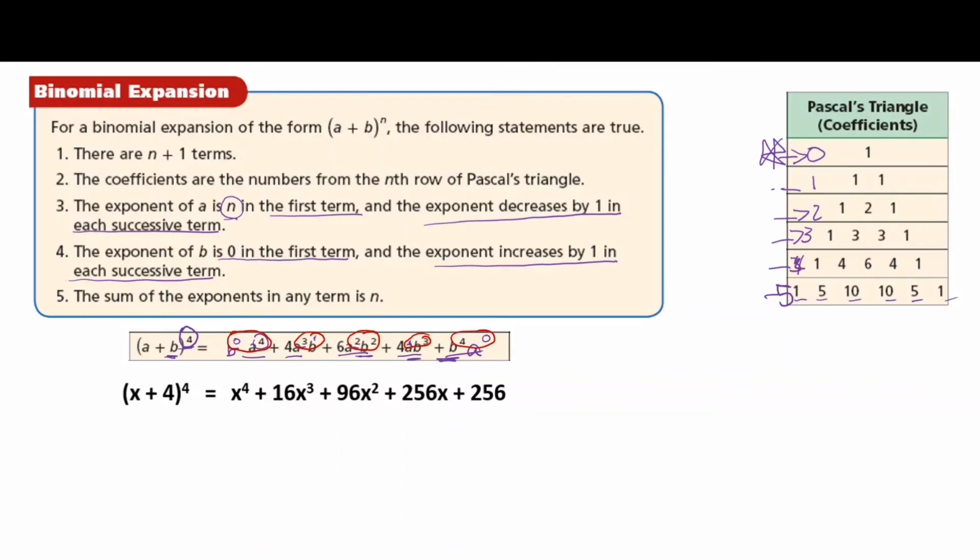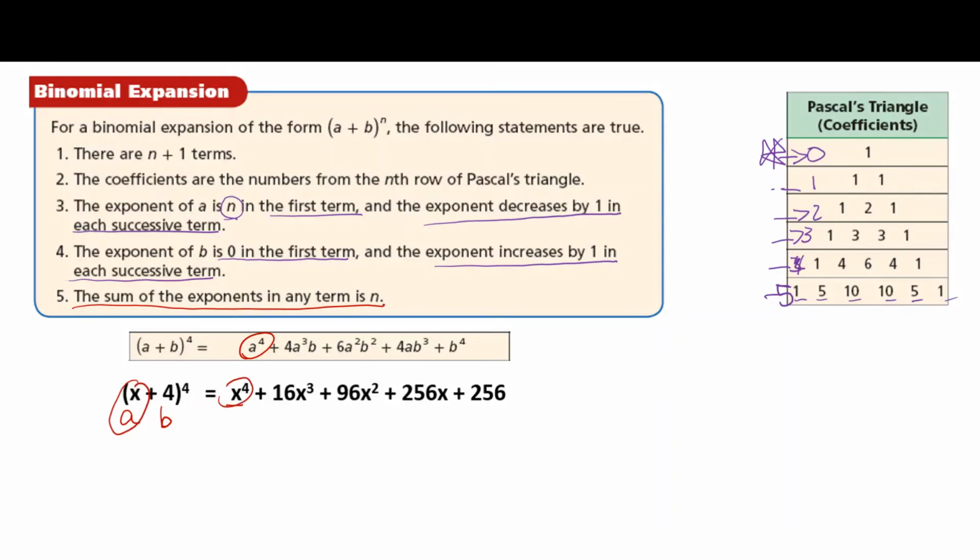All right, so let's just look at our example problem that we had and see how that works out. Notice our x is going to be the a and our 4 is going to be the b. All right, so here we have x to the 4th. I'm just going to clean this up a little bit again so we can see it all. Okay, so following our pattern, the first one is going to be a to the 4th power. So x to the 4th power, there it is.